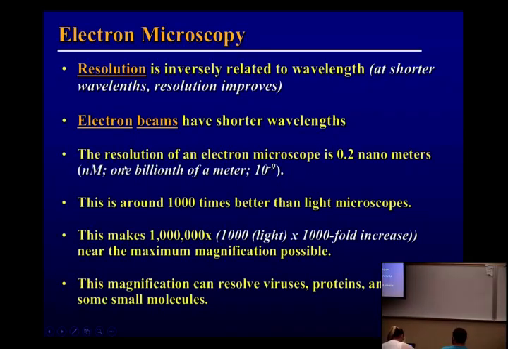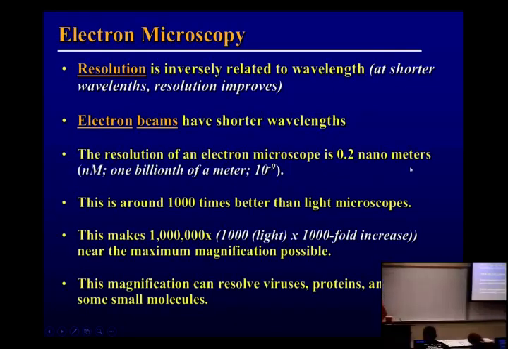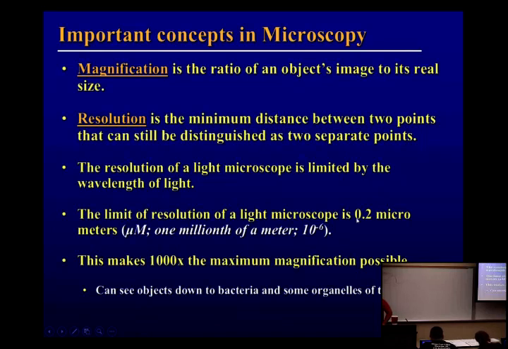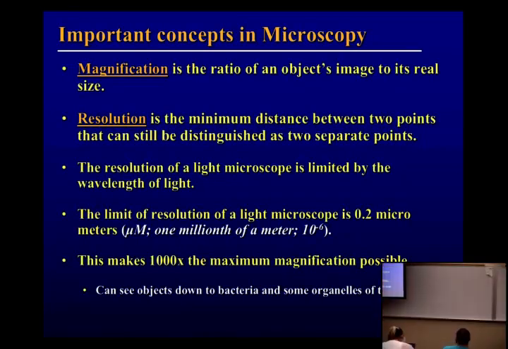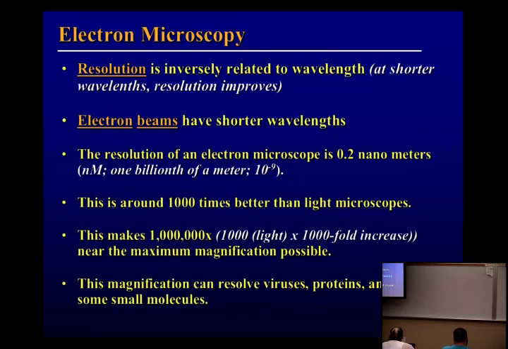And so in this case, the resolution of an electron microscope is 0.2 nanometers. So here, it was 0.2 micrometers. So again, what's the difference between a nanometer and a micrometer? 1,000, right? So if this maximum is 1,000x, and we can go down 1,000 folds more, then what do you think the maximum magnification of an electron microscope would be? Right, 1,000 times 1,000 is 1,000,000. That's exactly right. So at that level, we can see things that are really small, right?